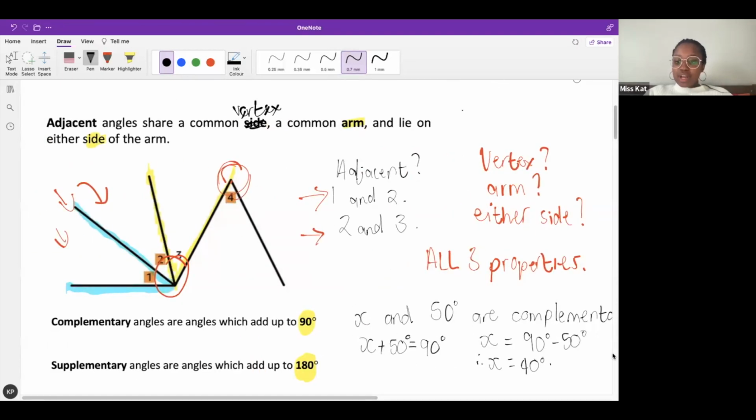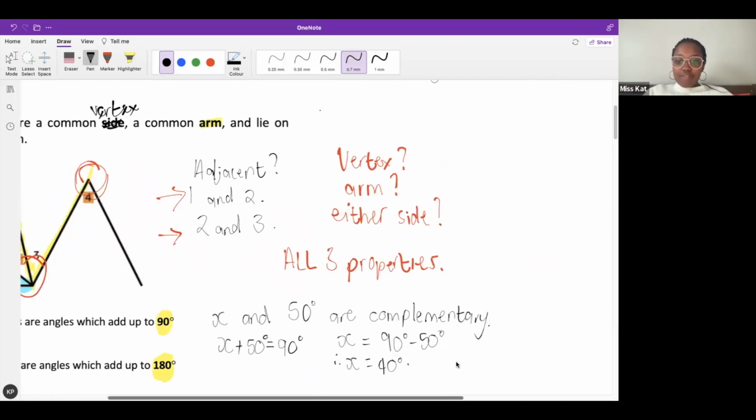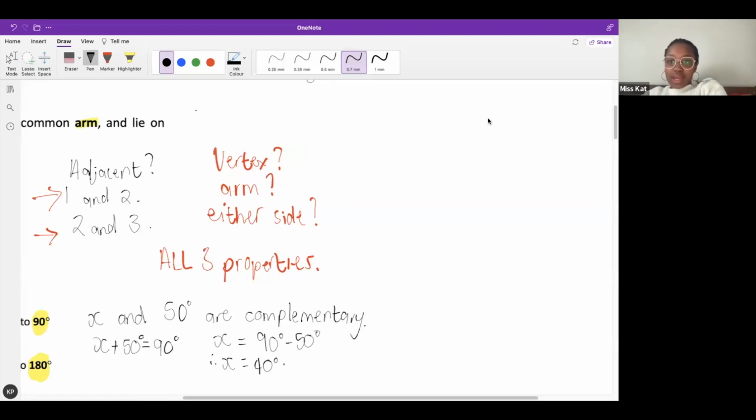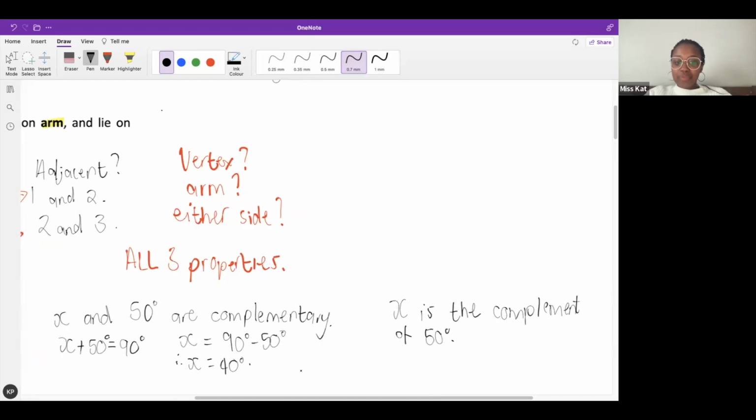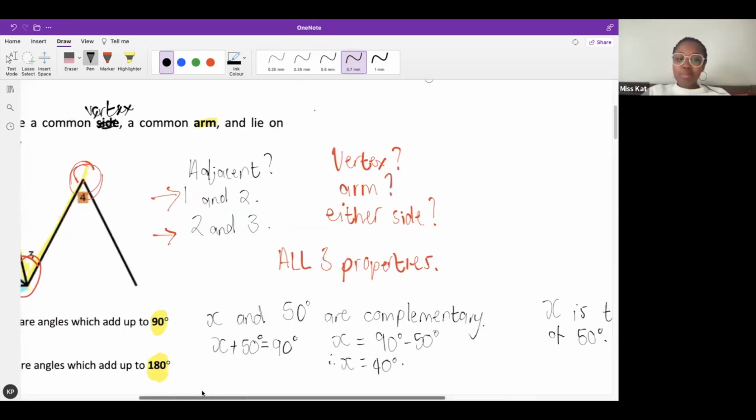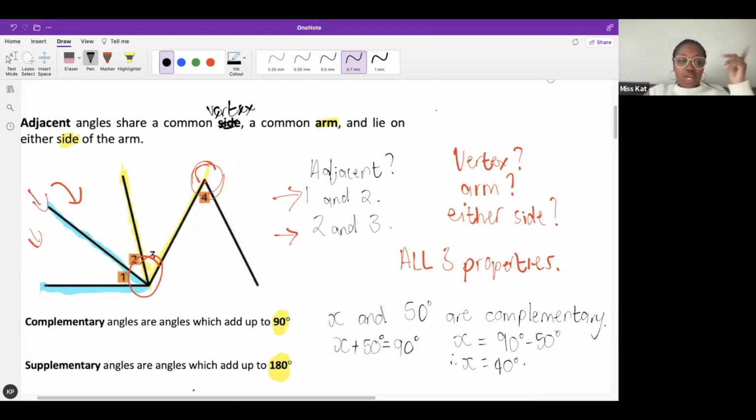So x and 50 are complementary, meaning they add up to 90. If I'm going to write this in a sentence, I can say x is the complement of 50 degrees. Guys, it doesn't mean x is telling the other one that it looks good. I'm saying the exact same thing. 50 is also the complement of x. All that means is those two angles add up to 90. And then supplementary angles add up to 180.